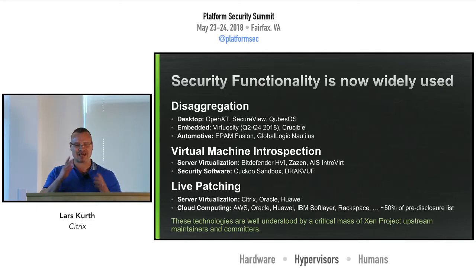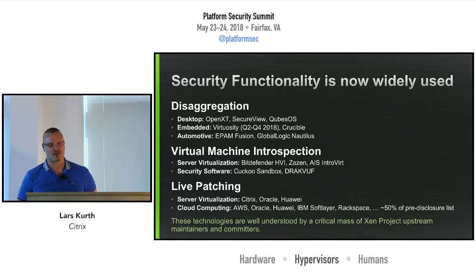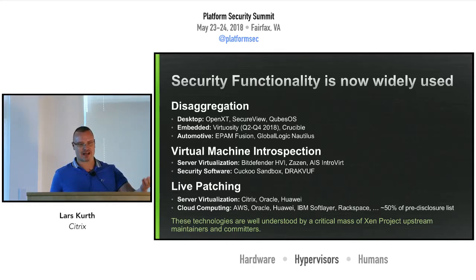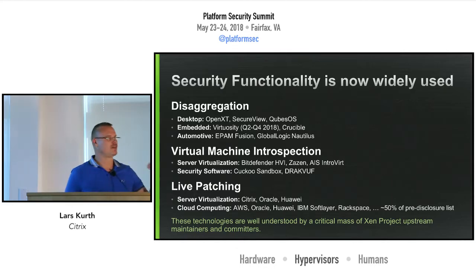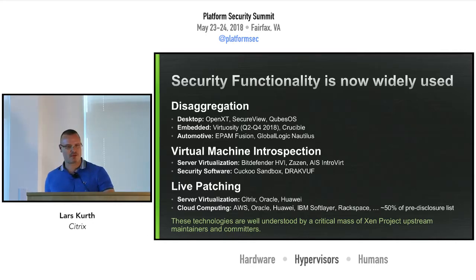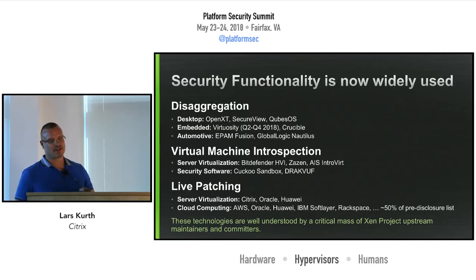So let me talk a little bit about some of the technologies which are now widely used. They're all security-related technologies. So disaggregation, we saw that's in use by OpenXT, SecureView, QubesOS, I think Dornerworks. Virtuosity has it on their roadmap. Starlab's Crucible as well, and then all of the automotive vendors which are building products for Xen today are using disaggregation as well.